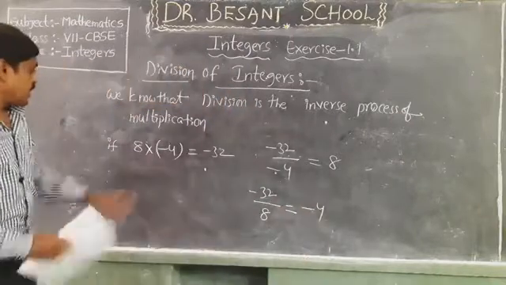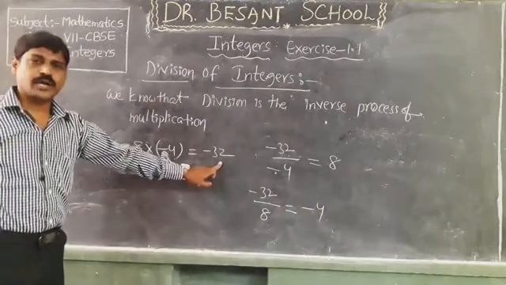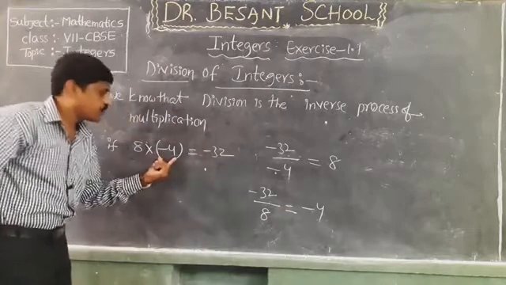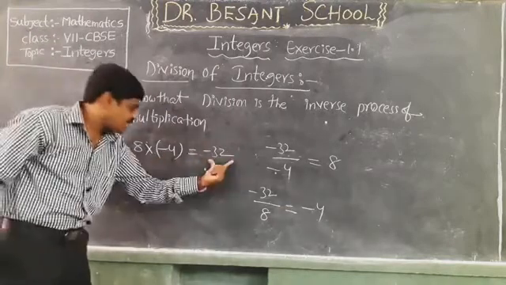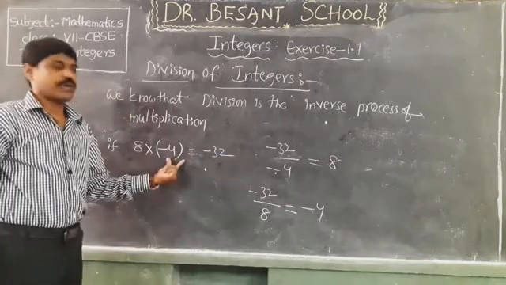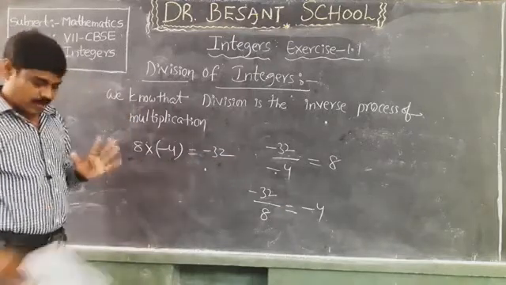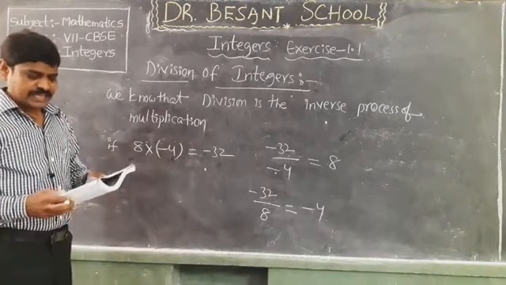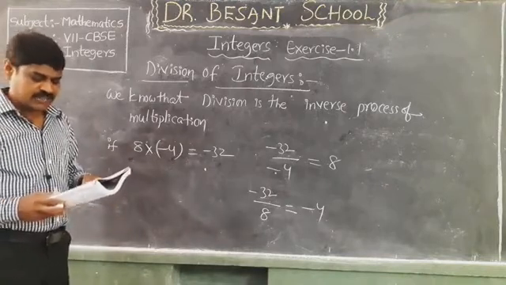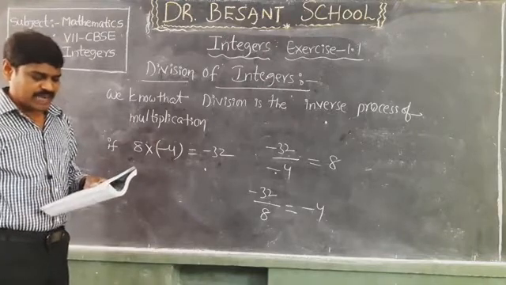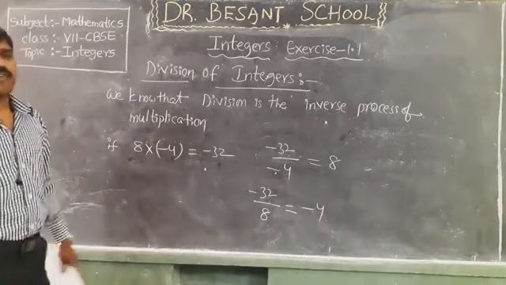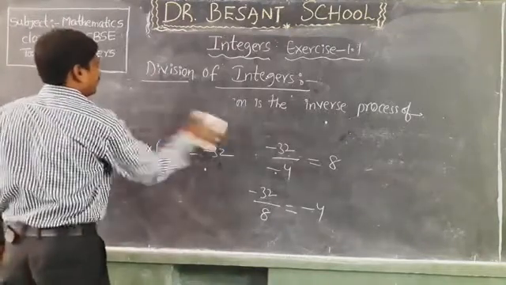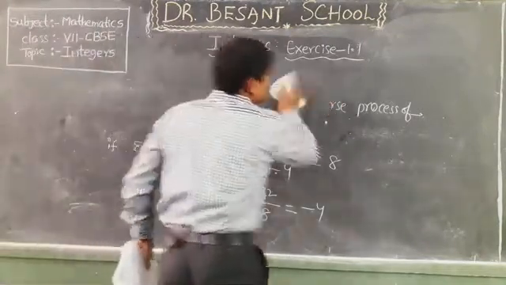Observe here, 8 into minus 4 is equal to minus 32. Now minus 32 by minus 4 is equal to 8. Minus 32 by 8 is equal to minus 4. Okay. Now from this what we can observe is that the division of two integers is the division of their absolute values, and the sign of the quotient can be determined from the following rules. What are the rules? You have to understand these two rules.